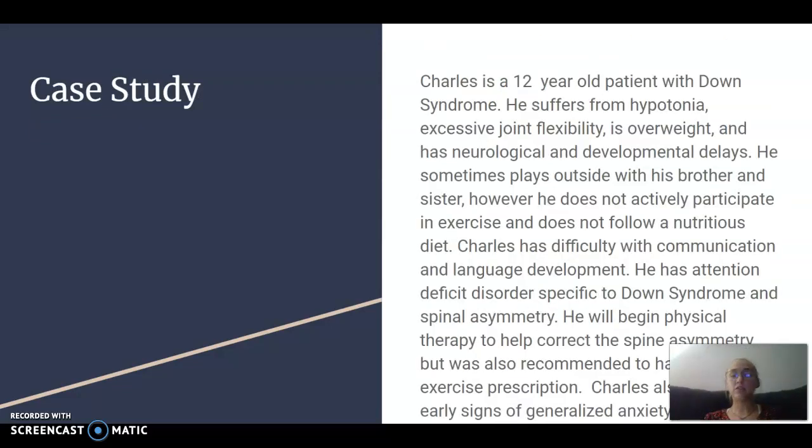So for the case study, we have Charles, who's a 12-year-old patient with Down syndrome. He suffers from low muscle tone, excessive joint flexibility. He is overweight and has neurological and developmental delays. He sometimes plays outside with his brother and sister. However, he does not actively participate in exercise and does not follow a nutritious diet. He has difficulty with communication and language development, and he has attention deficit disorder specific to Down syndrome and spinal asymmetry. So he's about to begin physical therapy to help correct the spine asymmetry, but he was also recommended to see an exercise physiologist. He does show early signs of generalized anxiety disorder.